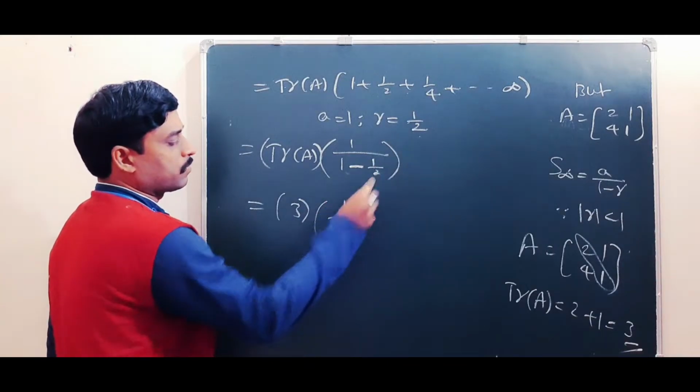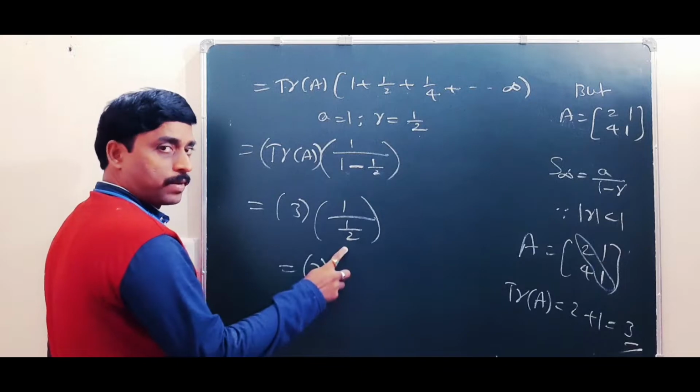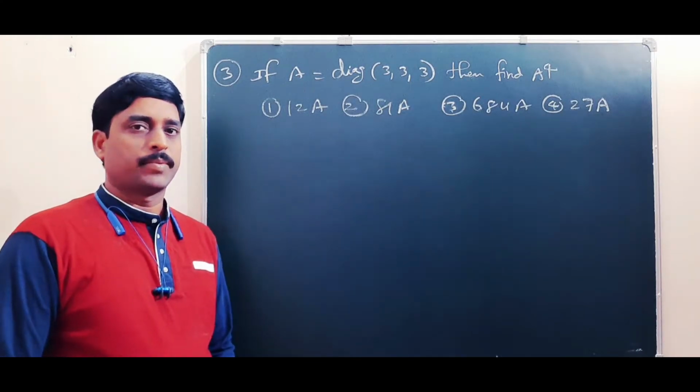1 by 1 minus 1 by 2, it will be 1 by 2. So 3 into 1 by 2 is nothing but... so 3 into 2 is 6, the answer. Okay, let us go to the next problem.